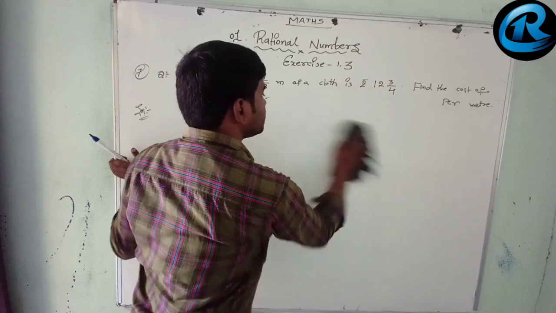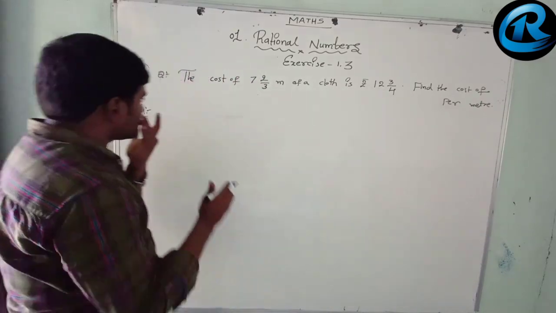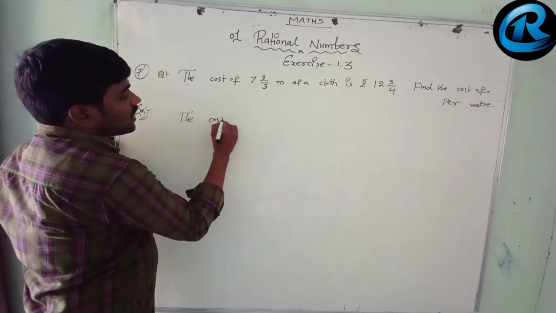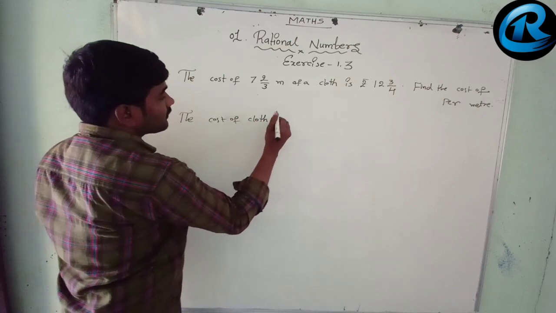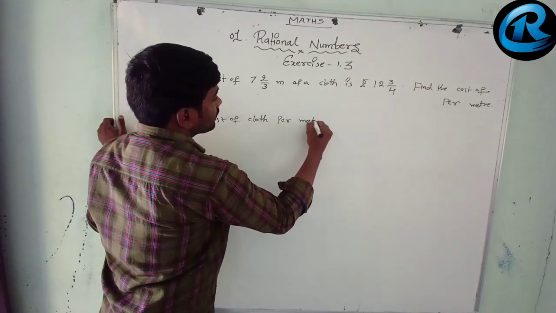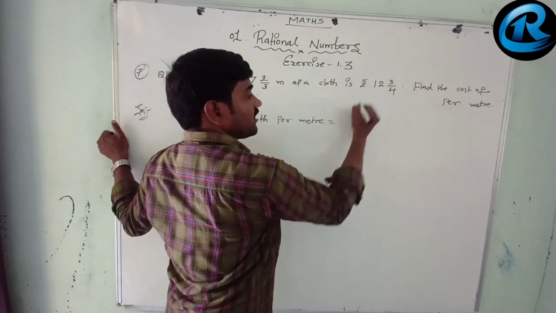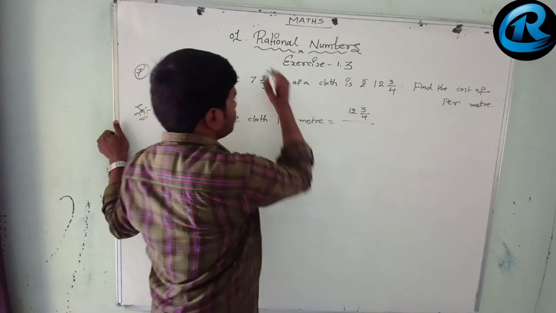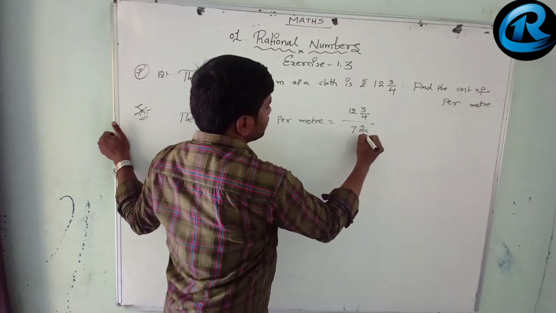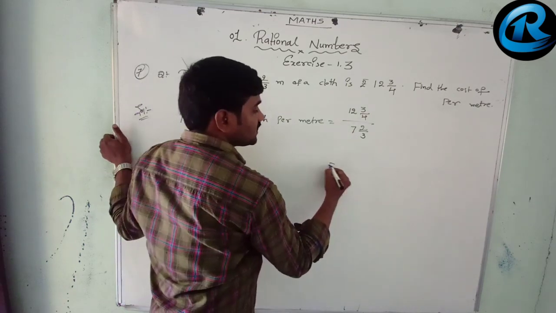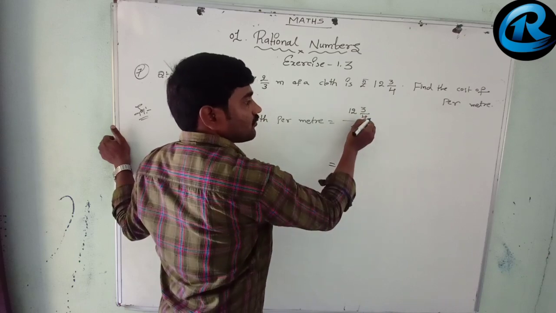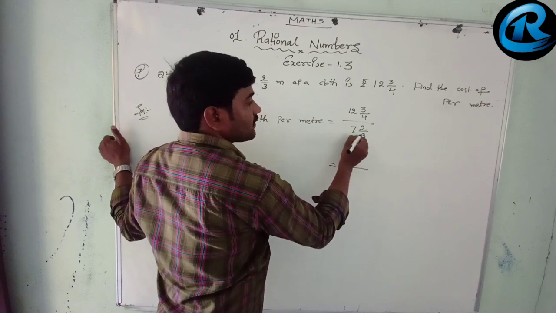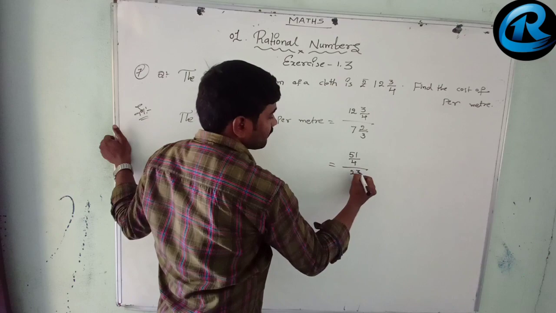Now the same thing we are going to do here, but here in the mixed fraction we have to do it in the improper fraction. See the solution. The cost of cloth per meter is equal to the total cost by, what we did earlier, cost by number of meters, that is the total cost by total number of meters of cloth. This we have to do. Now let us change this into improper fractions. 12 4s are 48 plus 3 is 51 by 4. 7 3s are 21 plus 2 is 23 by 3.